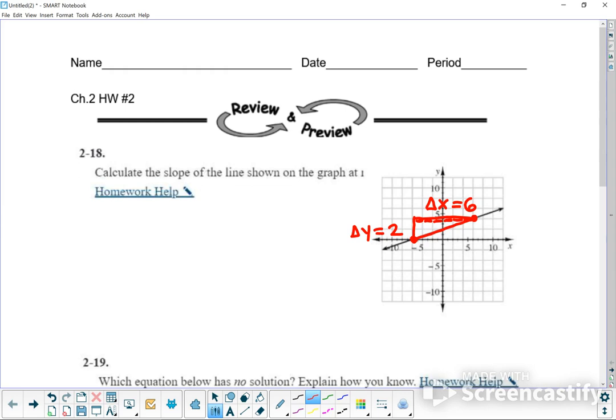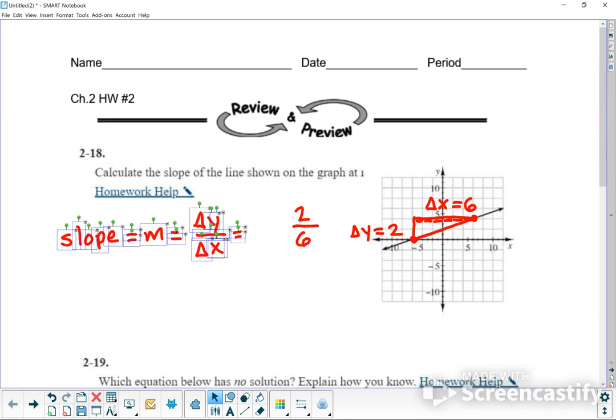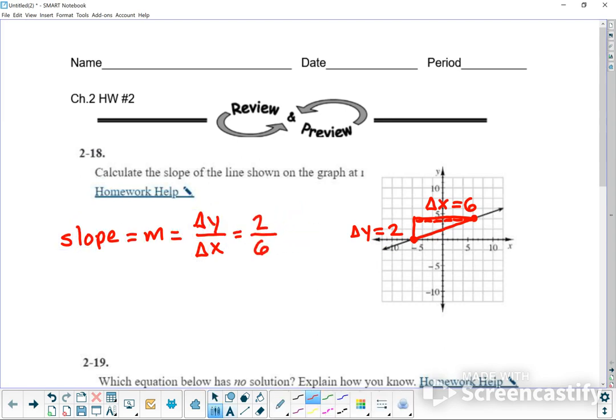Okay, so our slope, we can call it slope, or we can call it m, doesn't matter. But the slope is going to be found by taking the change in y and dividing it by the change in x. And the change in y is, sorry, 2. I knew that. 2. The change in x is 6. So 2 divided by 6, and no, the answer is not 3. Right? 2 divided by 6, you're going to have to go ahead and do a fraction or simplify that.